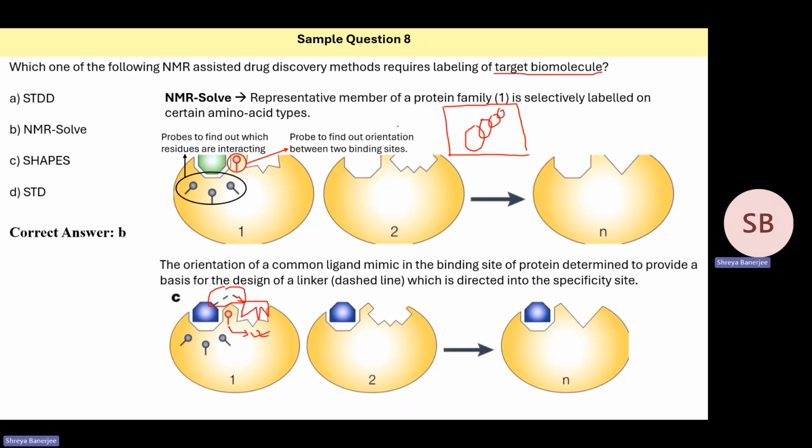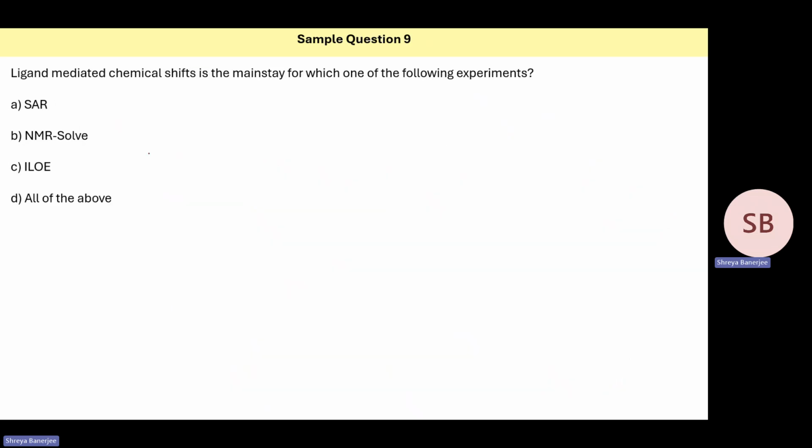So with increase in the ligand concentration, the chemical shifts will be there. So depending on that, you can find out, design the best ligand for position 1 and position 2. So NMR solve does depend on the ligand mediated chemical shift. Let us look at the other two methods.